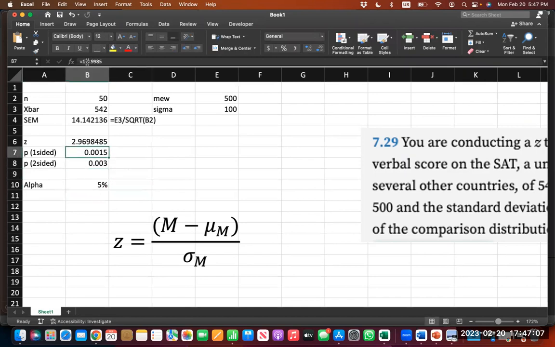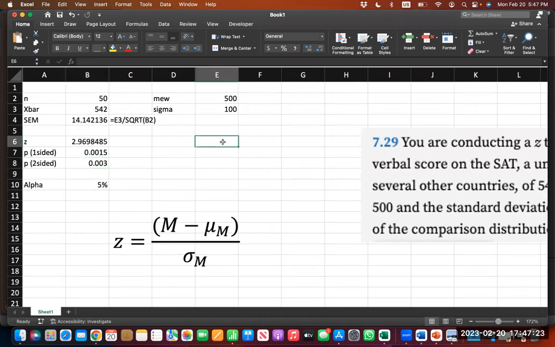So our alpha is defined as 5%. So we see now that 0.03 will not exceed 5%. Thereby, our sample is significantly different from the population mean, at a p-value, at an alpha of 5%.